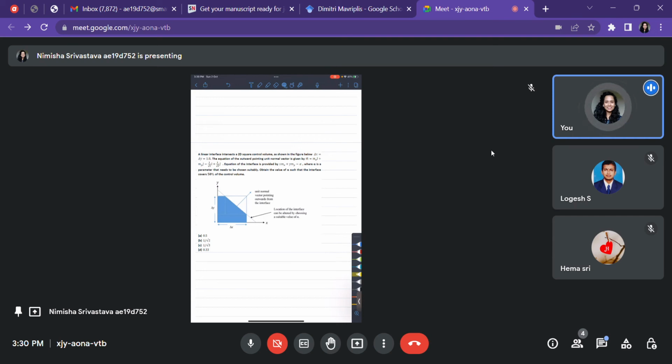A linear interface intersects a 2D square control volume. So we have a linear interface, it's an important word. The 2D square volume is as shown in the figure. Delta x is equal to delta y is equal to 1. So these distances we are given. Delta x1, this is also 1. The equation of the interface is provided by this, where alpha is a parameter that needs to be chosen suitably. So alpha is in our control. Obtain the value of alpha such that the interface covers 50% of the volume.